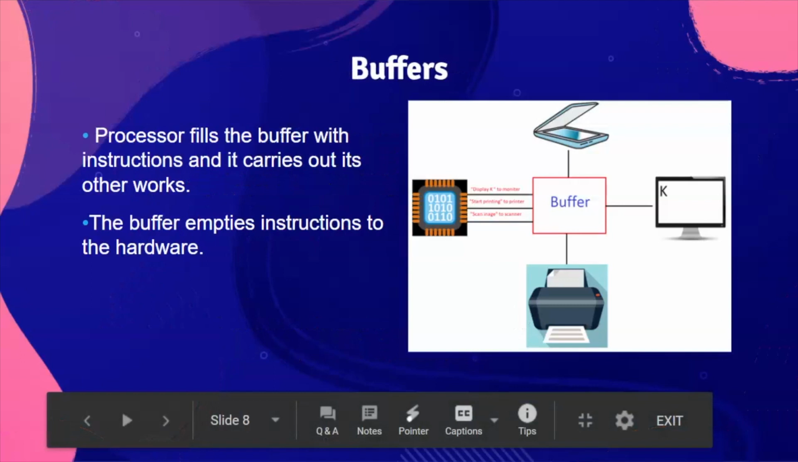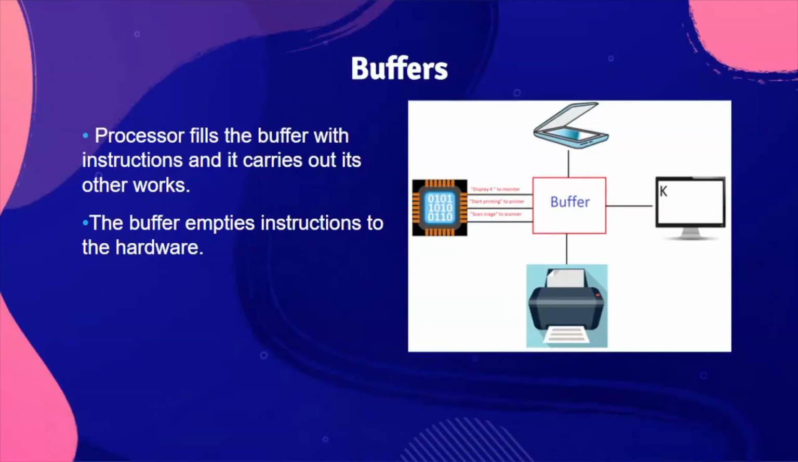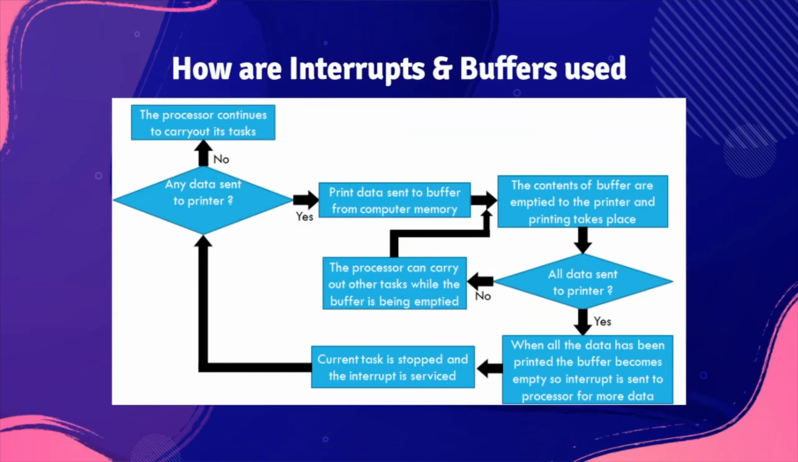Next up, we have buffers. Buffer act as an intermediate between the processor and the hardware. The processor fills the buffer with instructions and carries out its other tasks. The buffer empties the instructions to the hardware. Why is this done? That is because processors are much faster than the hardware. If it wasn't for buffers, the processor would have spent majority of its time waiting idle to get responses from the hardware.